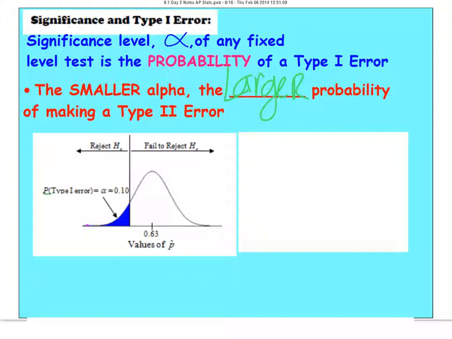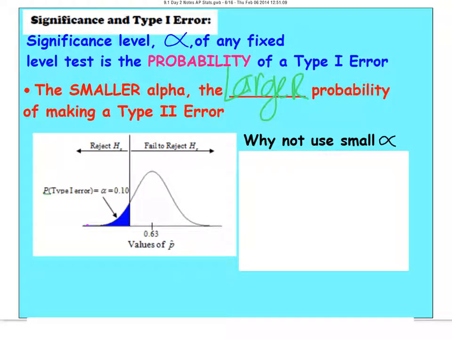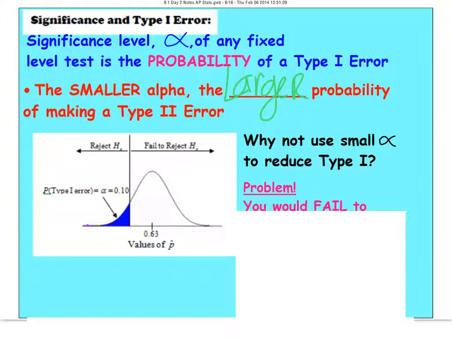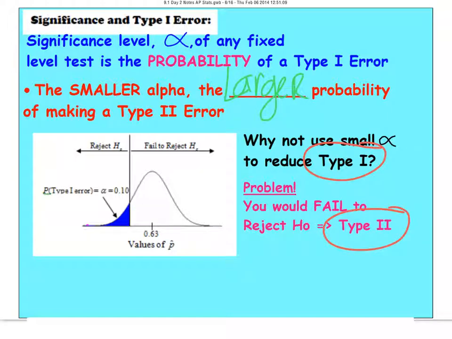Well, then people will say, okay, if type 1 impacts type 2, why not just use a small alpha to reduce my type 1 error? Well, that's true. I could easily reduce my type 1 error. Instead of using 10%, I'd use 5%. But you have to be careful. If you reduce your type 1 error, it will automatically increase your type 2. Are you okay with that? That's the problem. You would fail to reject H sub O and increase the type 2. So you have to decide in terms of the trade-off, which type of error would you prefer to have, a type 1 or a type 2? And you really just want to look at the context of your problem and see which one of these has the consequence you're willing to live with. Because they both will have a consequence of sorts.